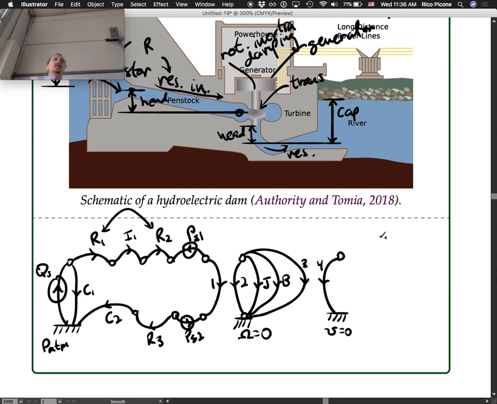Now, we're saying this is a DC generator. So a DC generator looks just like a DC motor. Okay, so we're going to have the coil resistance. So what are we now? R4? And then we've also got the inductance of the coil, L1.